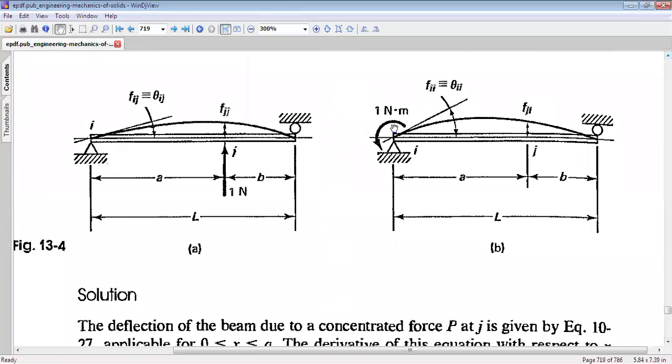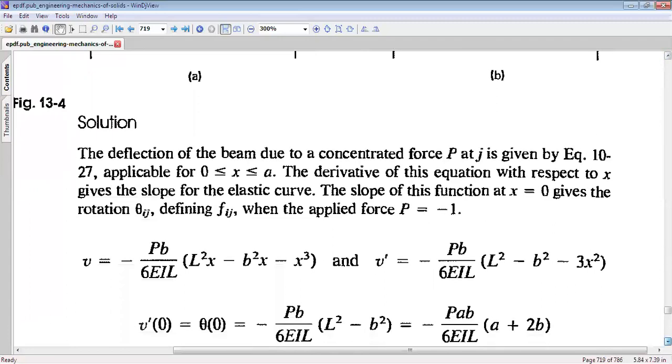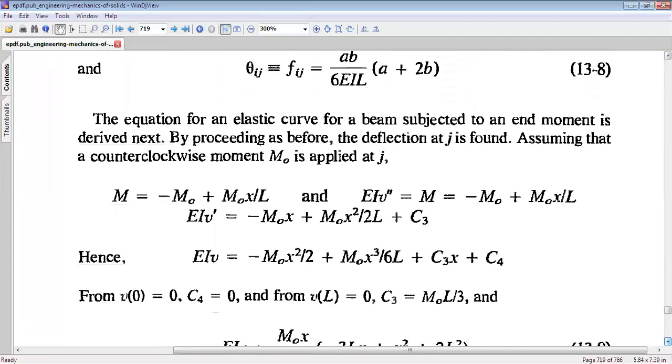here a unit moment is applied at end I. And we have to find out how much would be the deflection at point J due to application of unit moment at end I. So for that, again, let us write the expression of bending moment, which we can write as capital M equal to minus m naught plus m naught x divided by L, and EI v double dash equal to minus m naught plus m naught x by L.